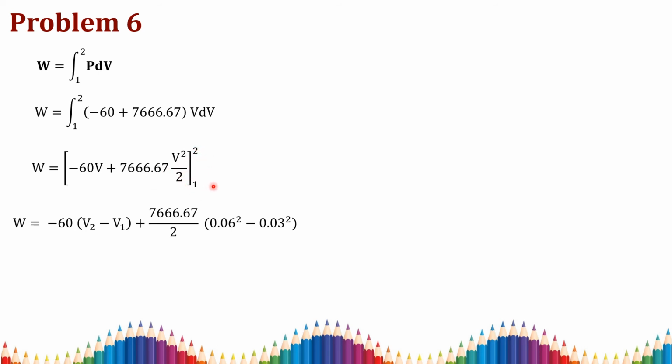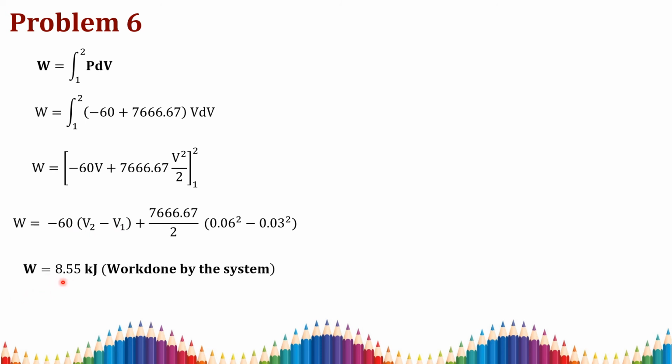So we know that V1 is 0.03 and V2 is 0.06 as given in the question. You substitute the limits here, 1 to 2. So you substitute minus 60 into V2 minus V1, upper limit minus lower limit, and also 7666.67 divided by 2 into V2 square minus V1 square. By substituting these values, V2 is 0.06 and V1 is 0.03. By solving this equation, you get work done equal to 8.55 kilojoule.